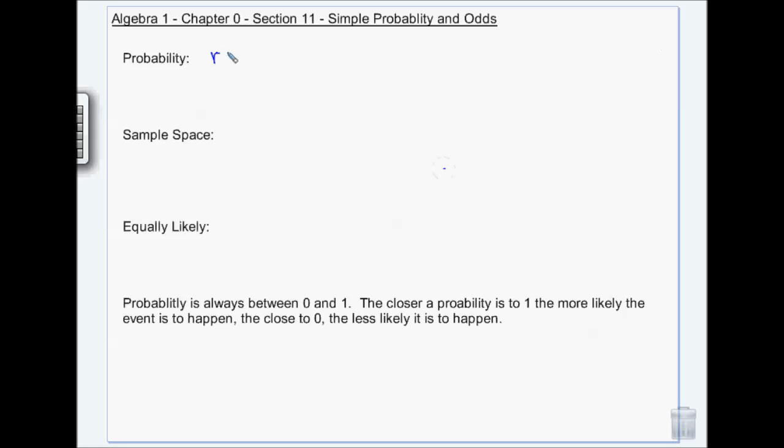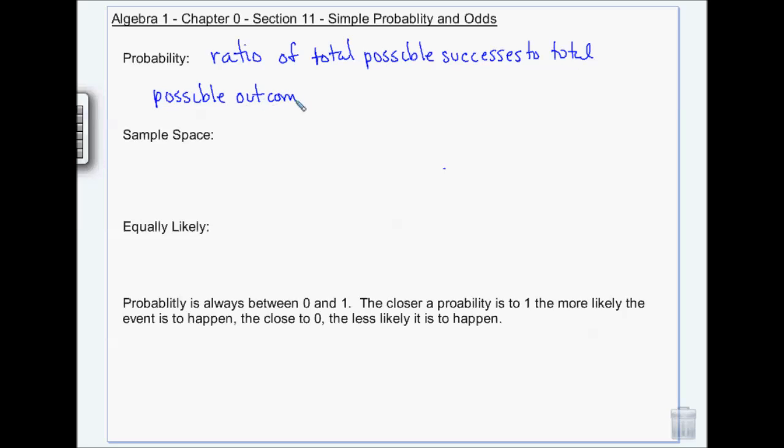So probability, it's a ratio of the total number of possible successes to total possible outcomes. Okay, so let's say, is this like when you have a bag of marbles? Yeah. This is exactly like that.